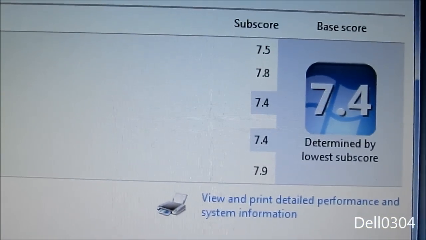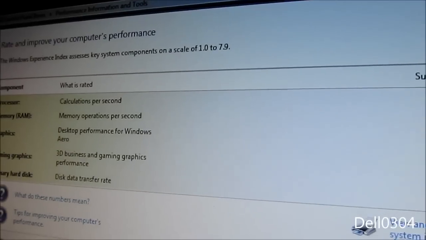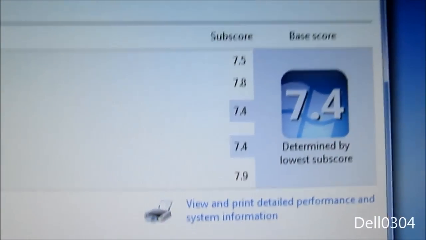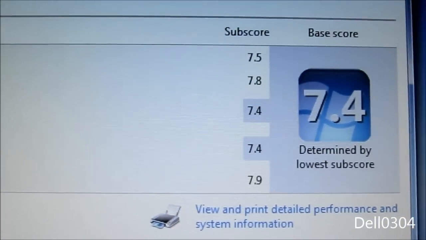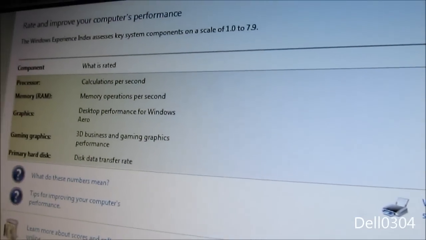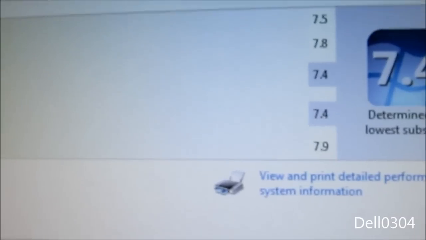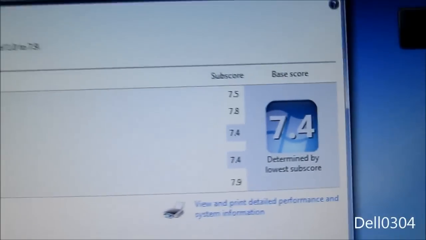And the RAM stayed the same. No, yeah, no, it didn't. The RAM, I think, went up too from 7 point something, I forget what it was before, to a 7.8, so that's pretty cool. My graphics stayed the same, and my SSD went up from a 7.7 to a 7.9, so that was pretty sweet.